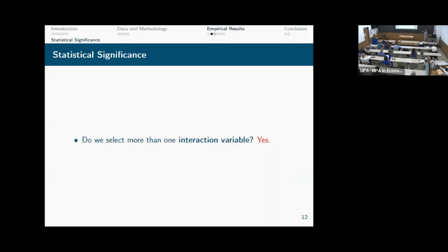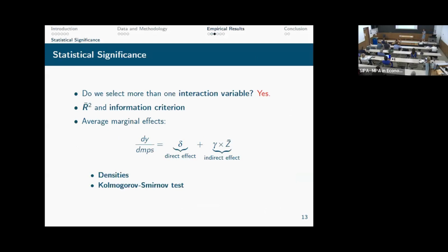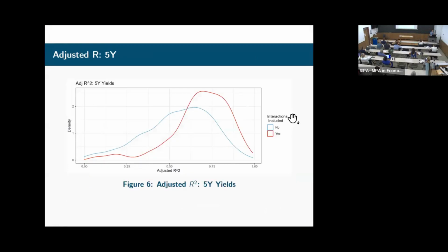So do we select more than one interaction variable? Yes. What's next? How can we assess the statistical significance of these estimates? Actually, we check the adjusted R-squared, which is robust to the number of variables selected in the regression, so it puts an extra penalization if you include more variables. Here you can see the density of adjusted R-squared for five periods. The blue line represents if we do not include the interaction variables, and the red one if we include the interactions. As you can see, the mean with interactions is around 74% versus, I think, 62% if I'm not wrong, for the no interaction case.